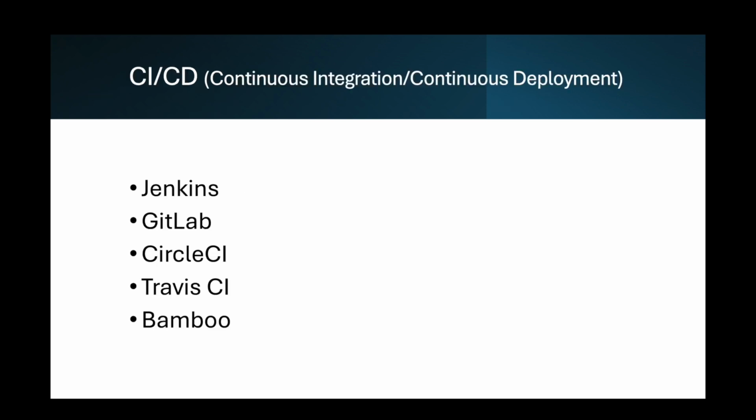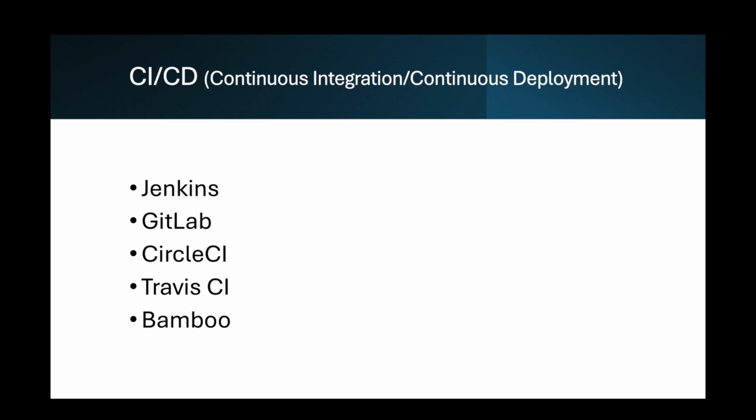So CI/CD tools like Jenkins, GitLab CI/CD, Circle CI, Travis CI, and Bamboo play a crucial role in automating the software development lifecycle. Jenkins offers unparalleled flexibility with its vast plugin ecosystem, making it suitable for a wide range of projects. GitLab CI/CD provides seamless integration with GitLab repository, making it a great choice for teams already using GitLab. Circle CI is known for its ease of use and scalability, particularly in cloud-native environments.